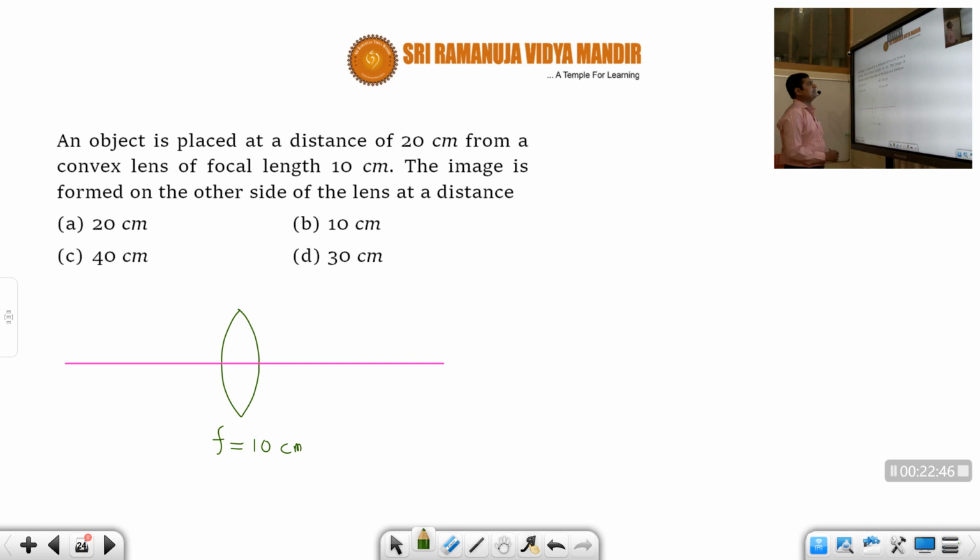Now they are telling that the object is placed at a distance of 20 centimeters. So this is called the optic center. Let us take this as the reference line. Okay, students. So if you place an object here, suppose let's say this is an object, at what distance is it placed? 20 centimeters from here. This is called the object distance. So we can write that the object distance u is equal to minus 20 centimeters.